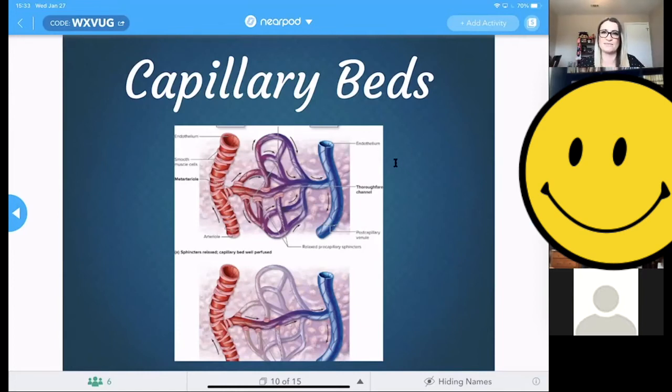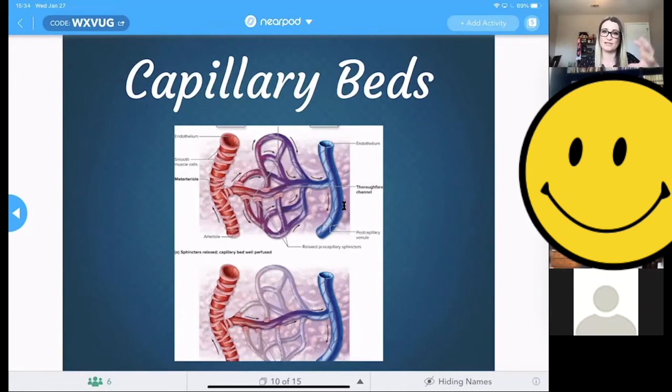Since there are about 60,000 miles of capillaries in our body, we only actually have about 250 to 200 milliliters of our blood volume in the capillaries at any given time. Our total blood volume is about 5 liters, right? Due to the amount of capillaries and the amount of blood that you have, there simply isn't enough blood in our body to fill all the capillaries at the same time. And so capillary beds take turns.